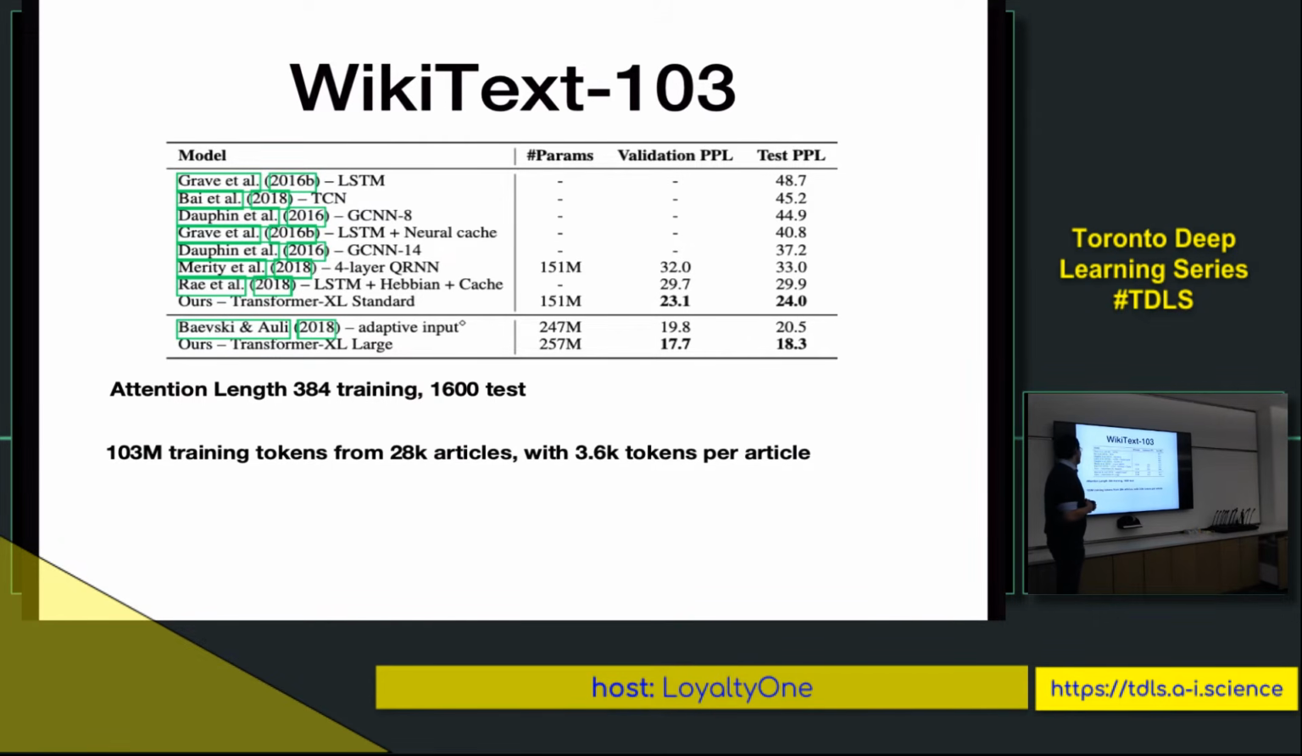Exactly. And as I said, they can have different lengths in the training and in the evaluation. So here they use 384 in the training and 1600 in the test. And they have 103 million tokens across 28,000 articles with 3,600 tokens per article. Surprisingly, their model did the best compared to all other models in the category they chose to measure. It's a very surprising result. I wouldn't have expected to see something like this in a publication. And later we have also a discussion point about this, so we can save it for later.